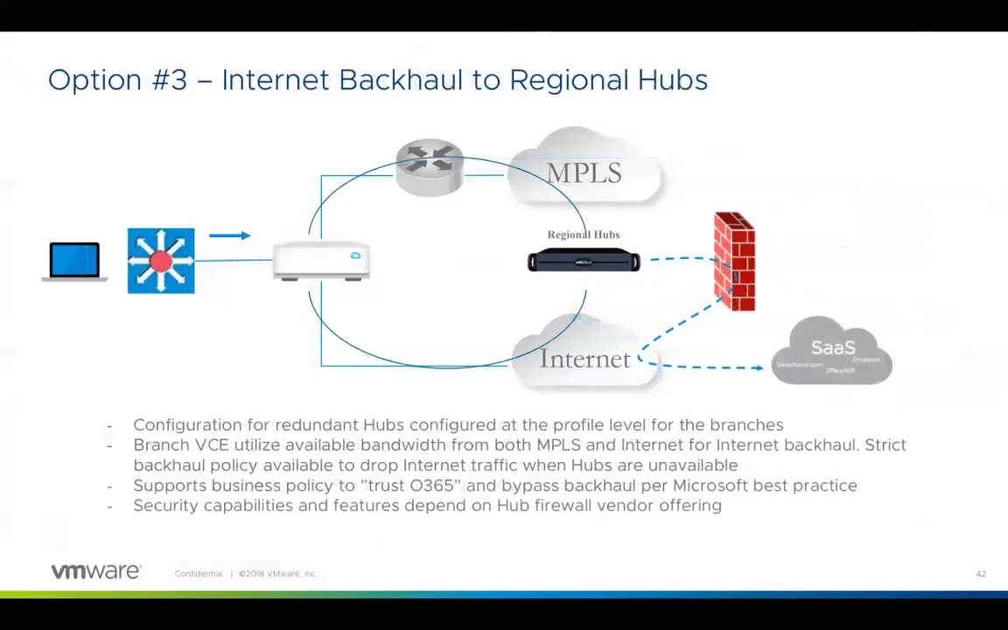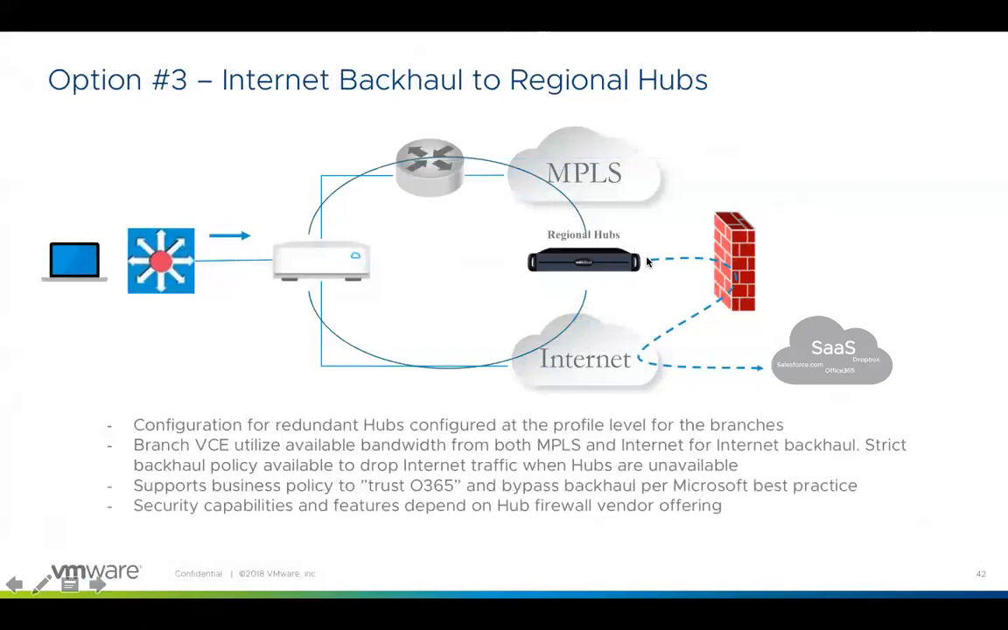Okay, and the last option is basically backhauling. So if you have multiple regional hubs in the topology, you can actually choose to backhaul internet traffic from a branch edge towards the regional hub that is designated for that network profile. So in this case, traffic from a branch would go through the branch edge. The branch edge would then send it to the regional hub across all of the available tunnels that it can use to connect to that regional hub.